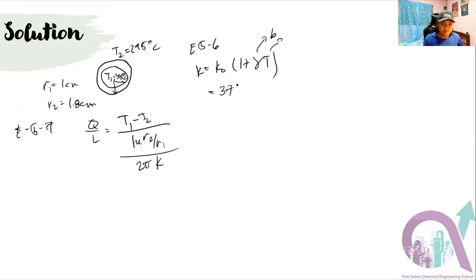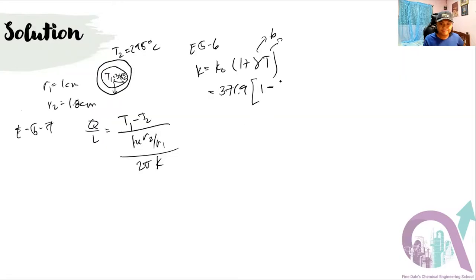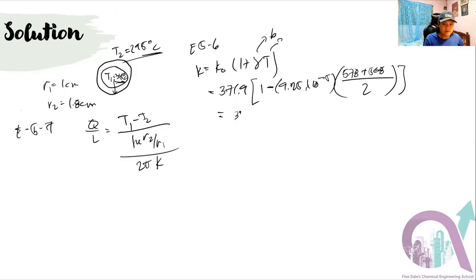So let's substitute. We have 1 plus, actually this is one minus, this is negative. So that's minus 9.25 times 10 to the negative 5, times (578 plus 568). These are the temperatures in Kelvin, just add 273 to it. And we have 352.188 watts per meter per Kelvin. And then substitute here, and you will get the answer.